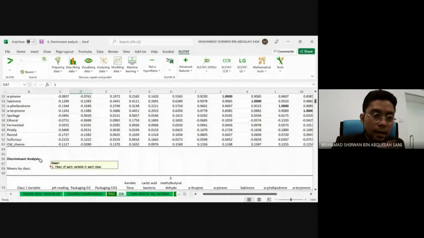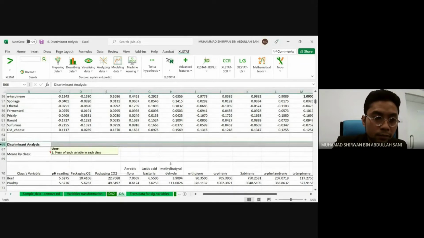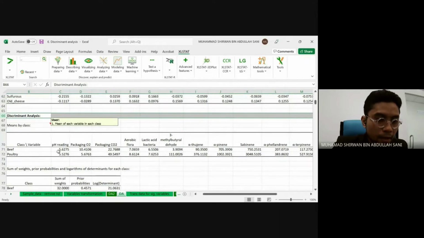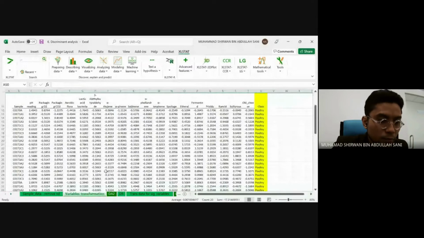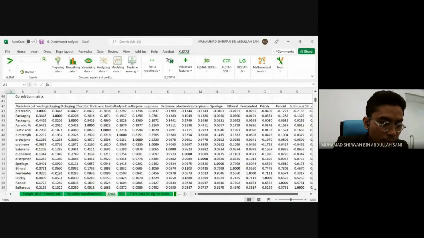After getting the results of descriptive analysis and correlation matrix, now we reach the discriminant analysis results. You can see there is a means by class, which indicates the mean of each variable in each class. We have these variables, what is the mean value, the parameter value, for each class.